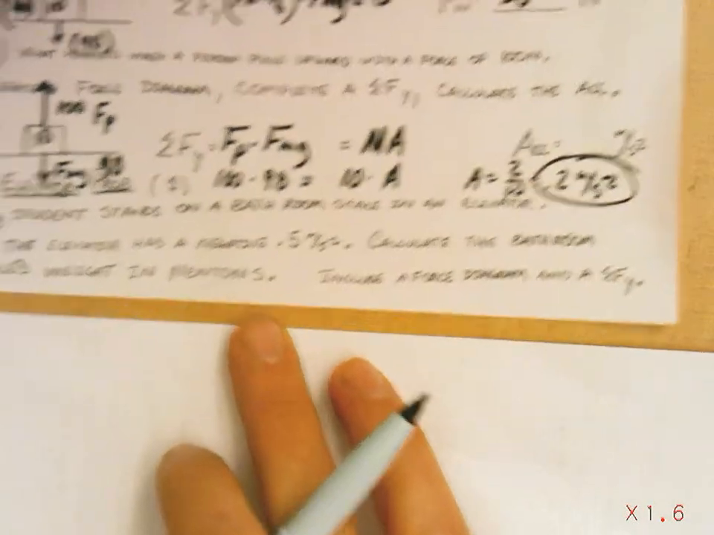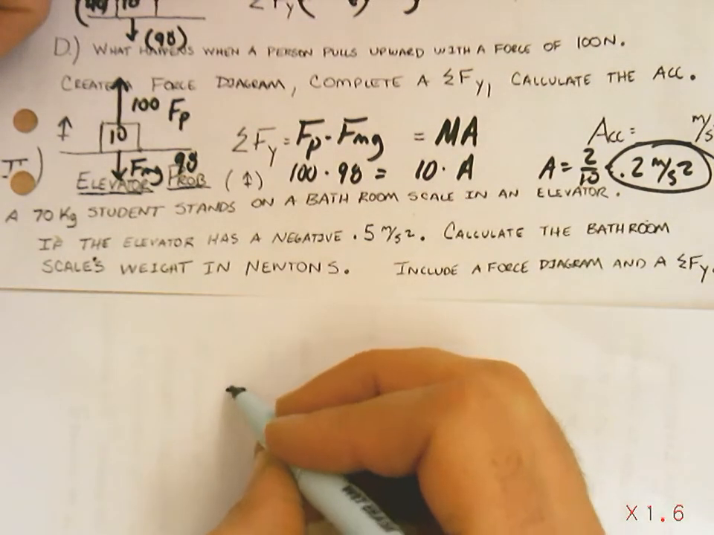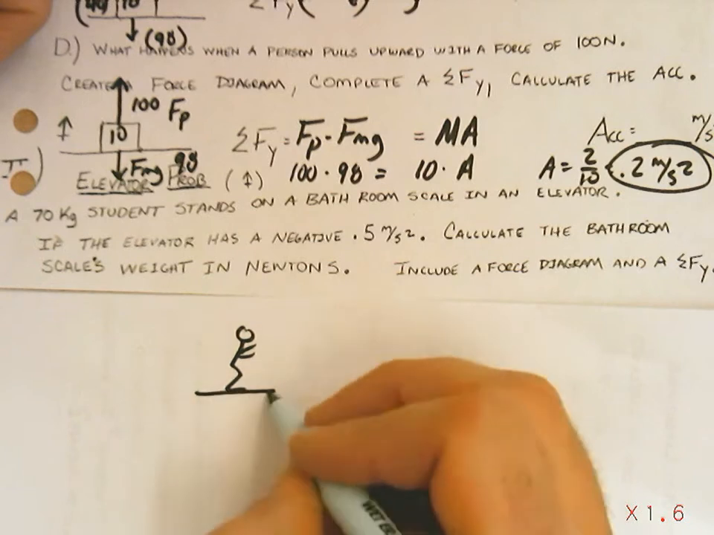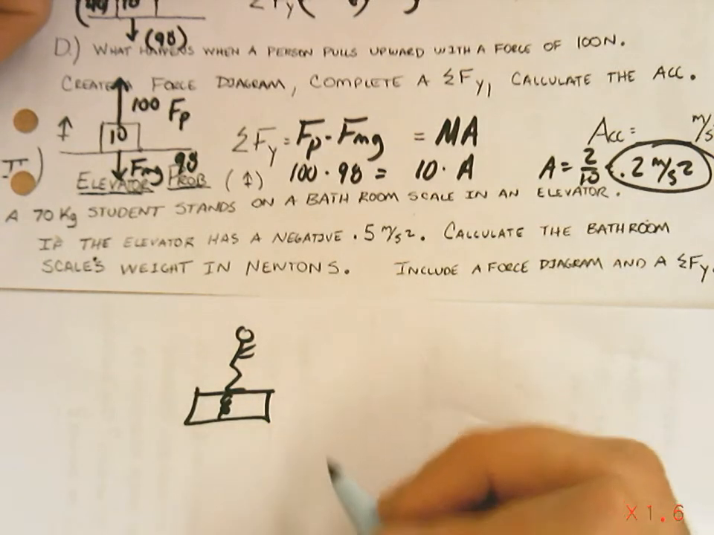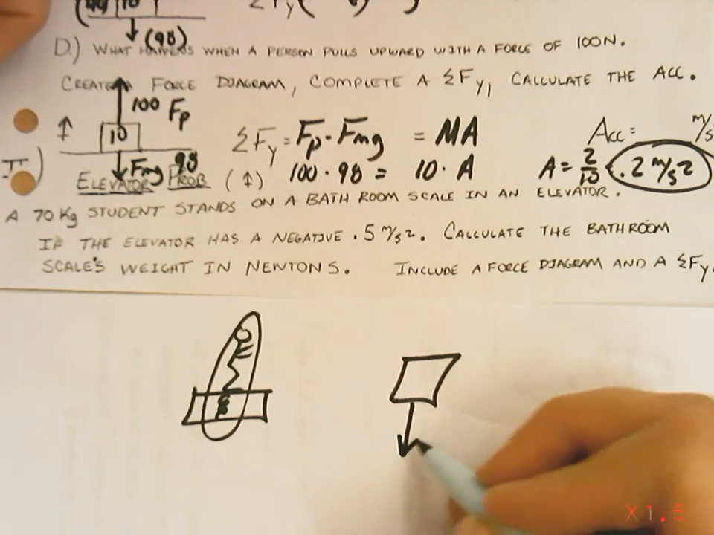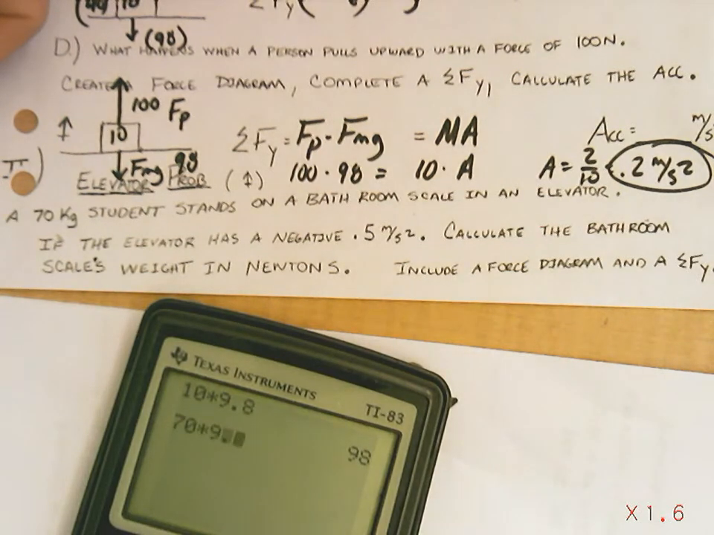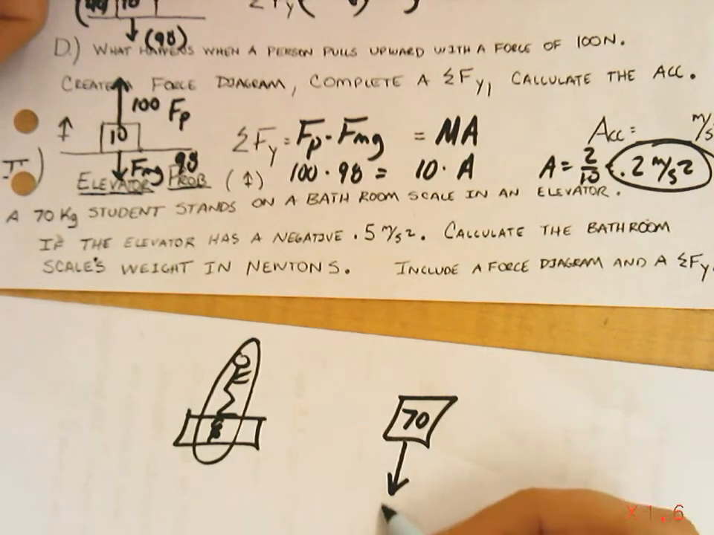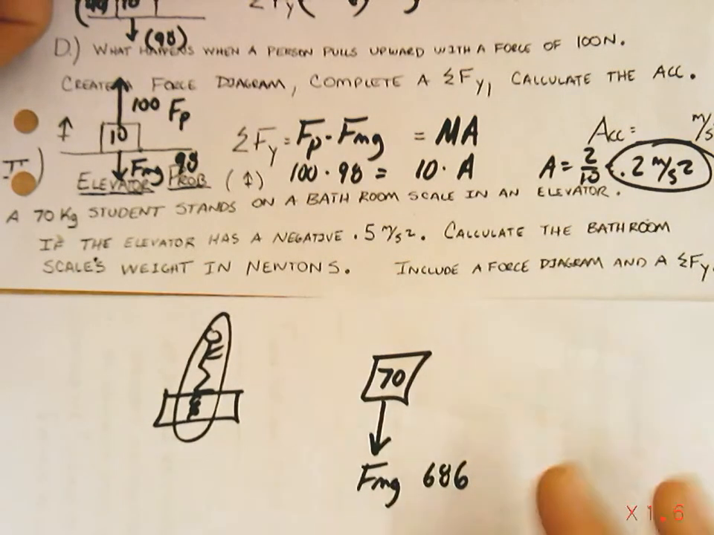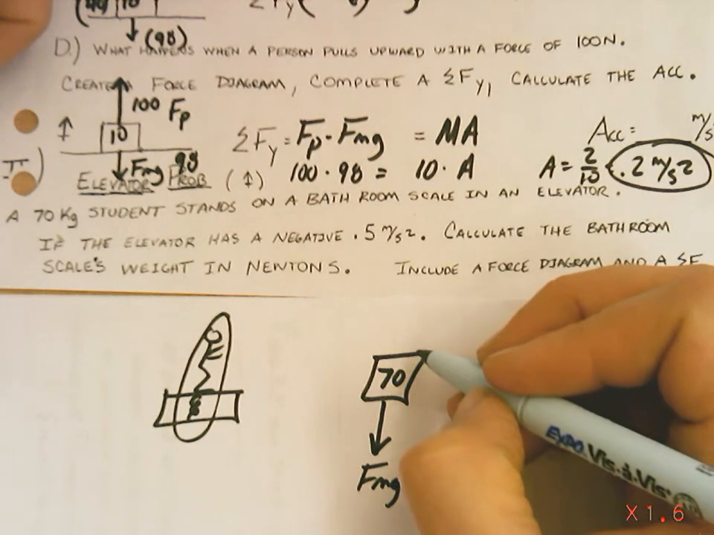Okay, now we're down to the last one, which is the elevator problem, which is the one that kind of gives people problems. So we got the student standing on the bathroom scale in the elevator, and remember there's a spring in the bathroom scale. We circle what's important, replace that with a box. We have a downward arrow of 70 times 9.8. So finding weight's pretty easy, right? 70 times 9.8 is 686. So Fmg is 686.